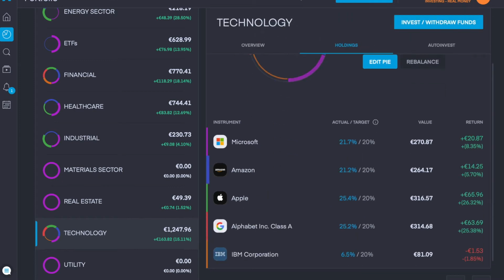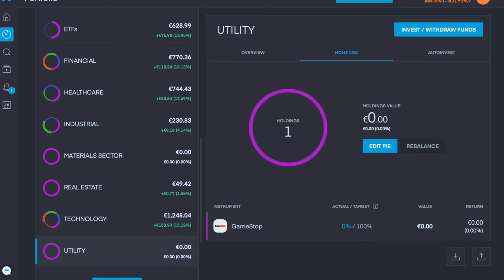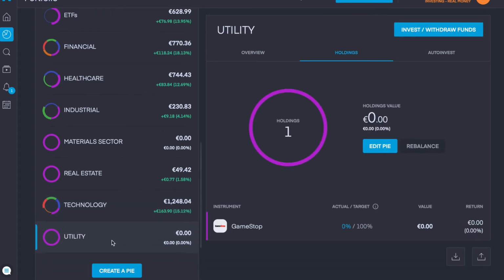We have 5 holdings and 4 are in the green. Microsoft is up 8.3%, Amazon is up 5.7%, Apple is up 26.3%, and Alphabet Class A is up 25.3%, with IBM, our smallest position in this sector pie, is down 1.85%. And we finally then have the utility sector pie. Again, we have no holdings here as of now.